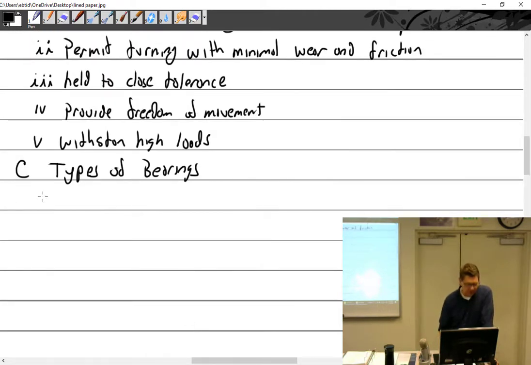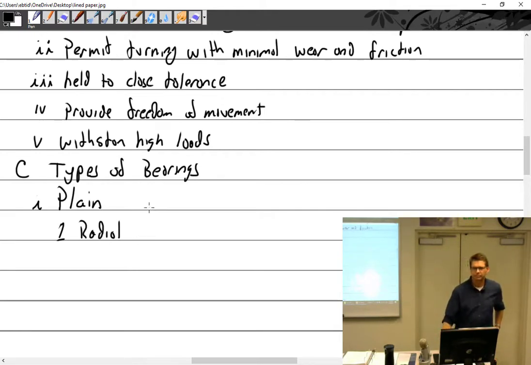Well, what do you have in your engine? Plain bearings. Plain bearings are good for radial loads. What's a radial load? Round and round. Round is radial. So it's able to take the load of that crankshaft spinning in it. So it has radial and thrust loads.